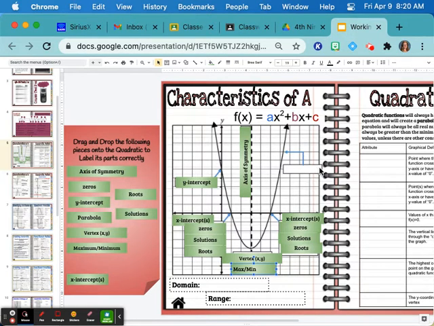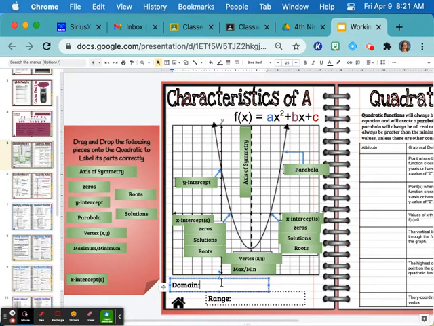What's going to go here? What do we not use? Parabola. Parabola. No, it's parabola though. Okay, so we have it labeled on our diagram. What else do we need to do? We need to identify our domain.